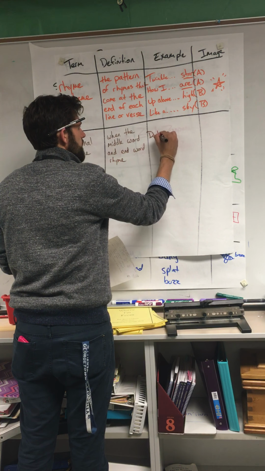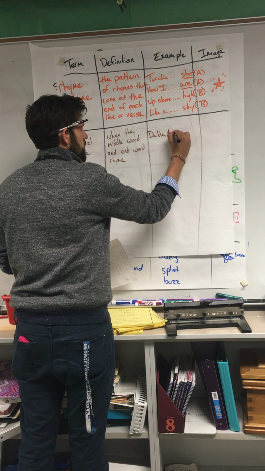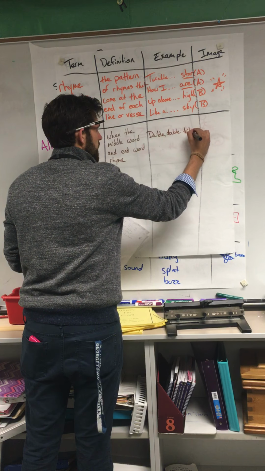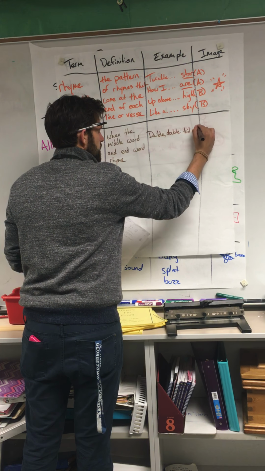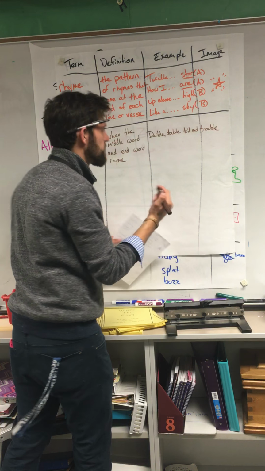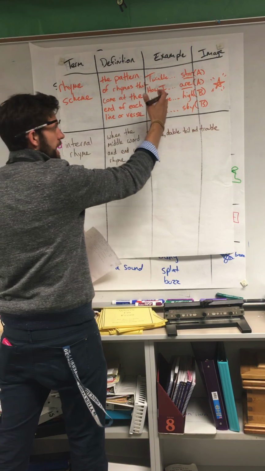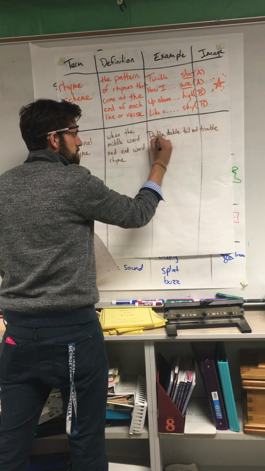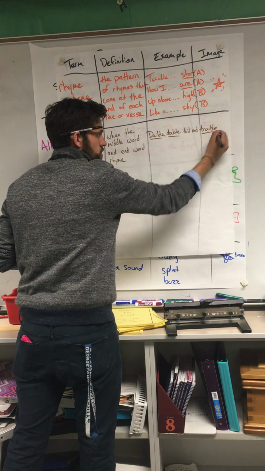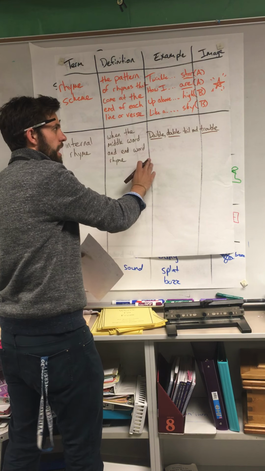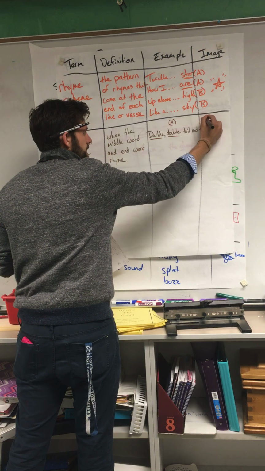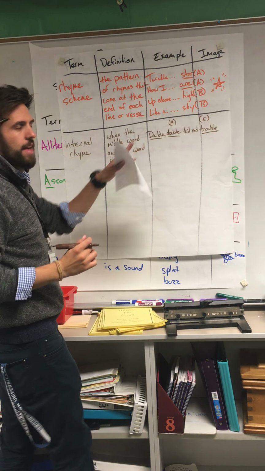Double, double, toil and trouble. I went outside the line, sorry. But if you notice, the middle line here, double, double, it's in the middle, rhymes with trouble. And then it would go to another line. So rhyme scheme is the middle and the end. The middle and the end.